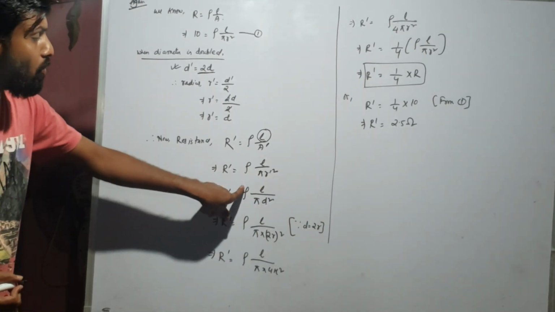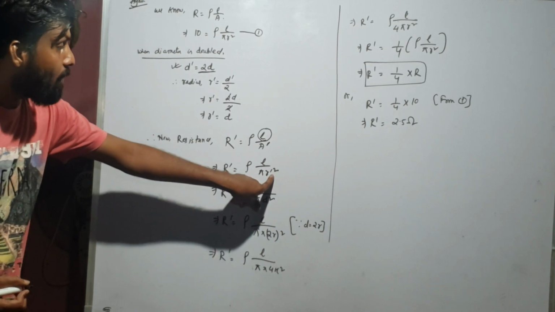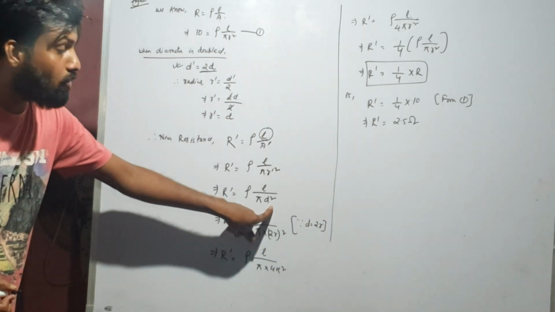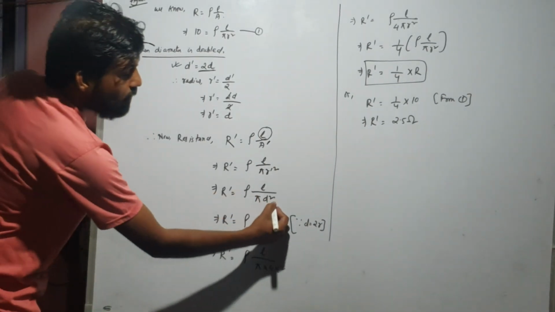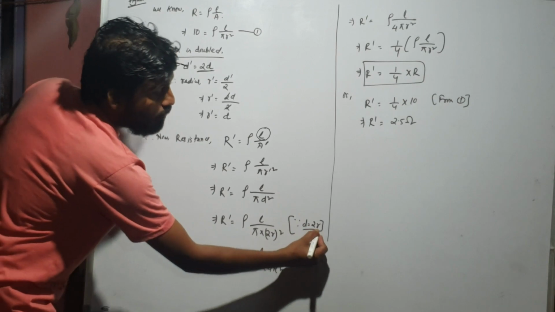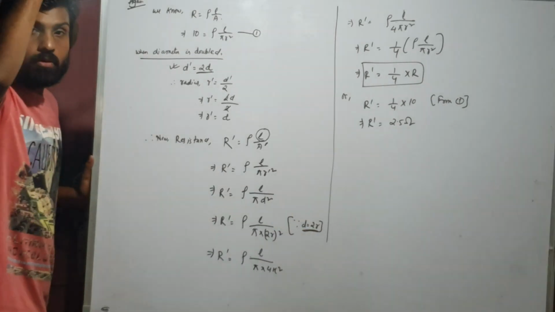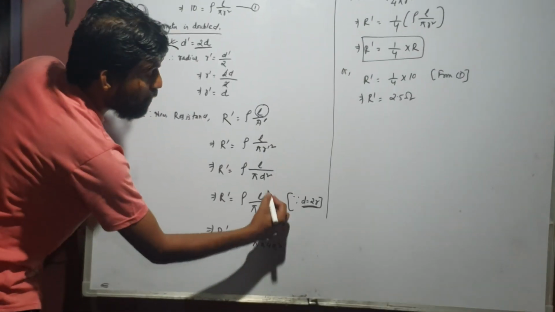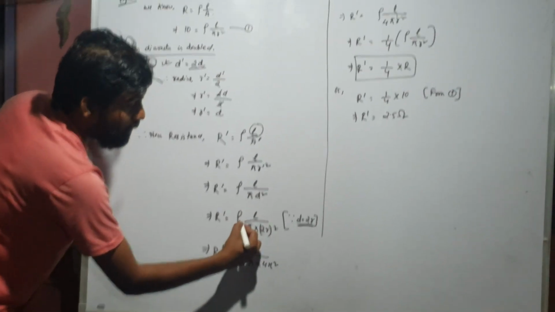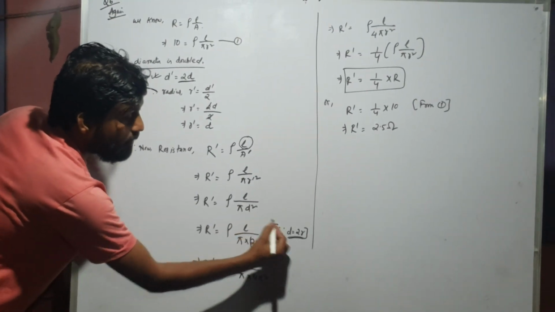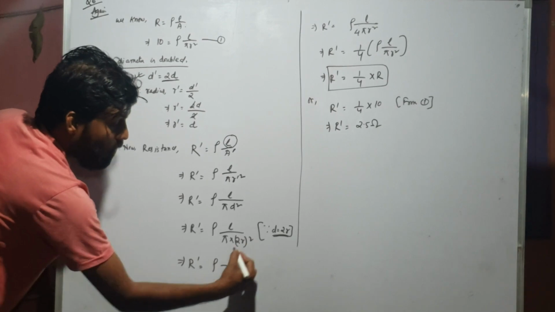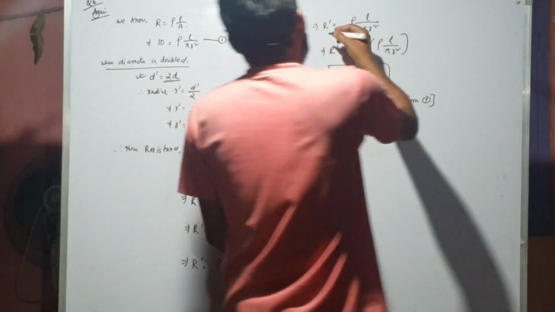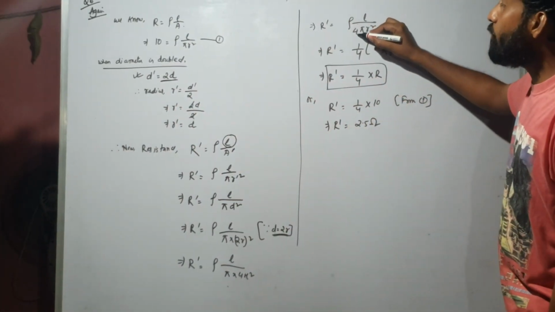So R dash is equal to rho into L by pi R dash square. You can see R dash is equal to d, so in place of R dash I can write d, which becomes d square. Now this is the diameter, and the diameter is twice the radius. So in place of d I can write 2R. That gives rho into L by pi into 2R whole square, which is rho into L by pi into 4 R square. That means R dash is equal to rho into L divided by 4 pi R square.